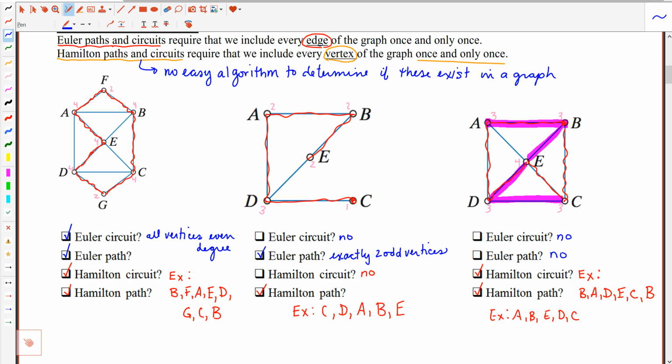Eventually, moving forward, we're going to look at a special type of graph called a complete graph, which will always have a Hamilton circuit in it. But otherwise, if you're not looking at a complete graph, you're just going to have to look at the graph and see if you can find a Hamilton circuit or path.